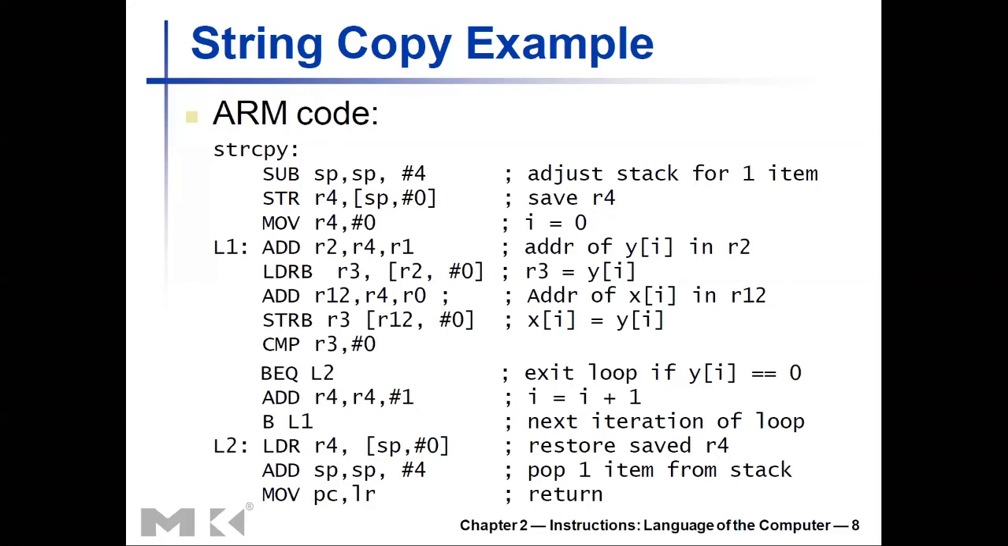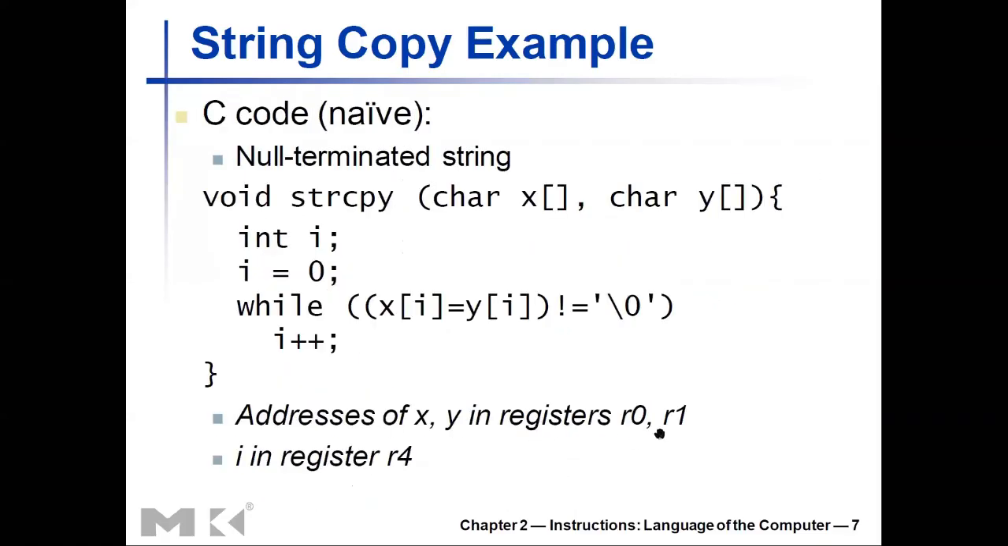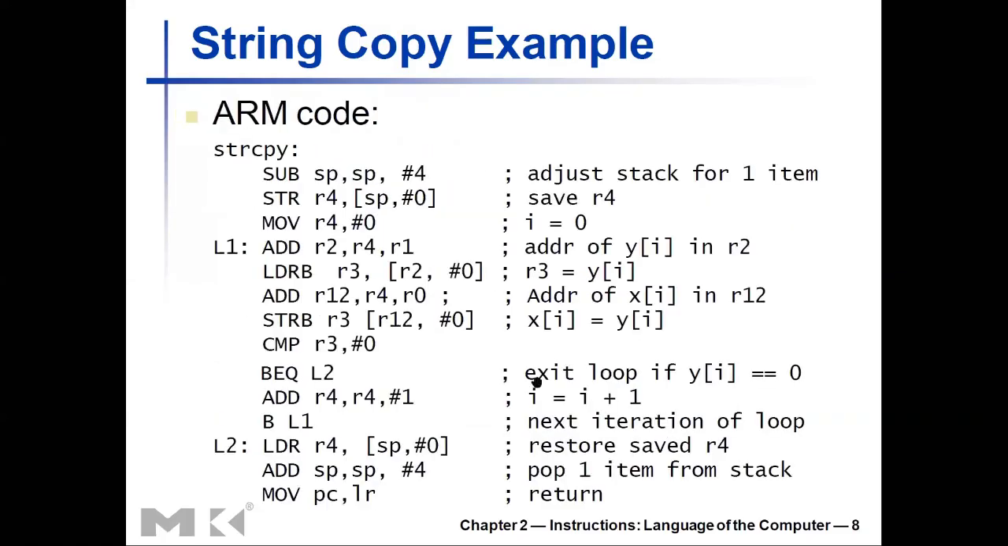What's in the register R1? R1 actually contains the base address of Y. Here you can see base address. If you say an address of an array, that's going to be the base address of this array. So base address of Y is stored in R1. Correct? Yeah, good.